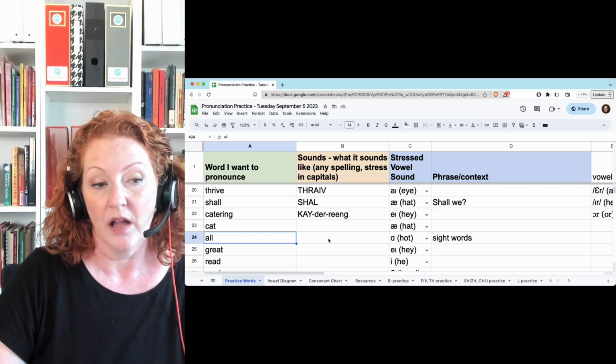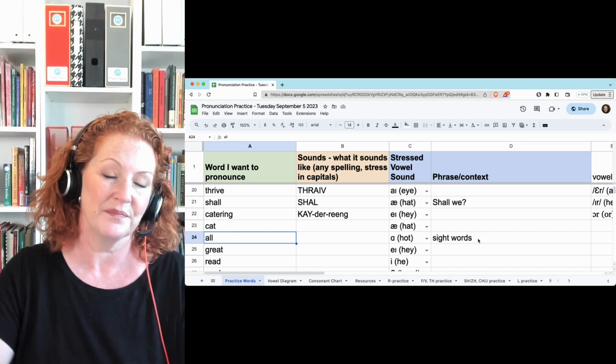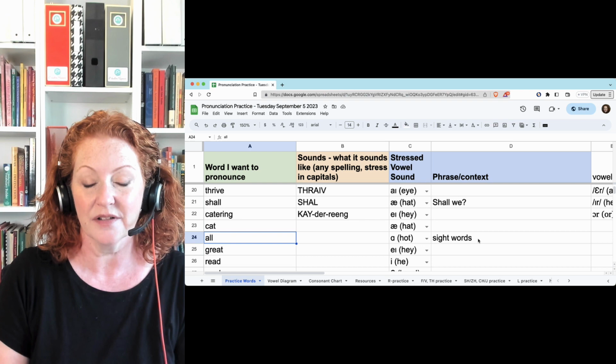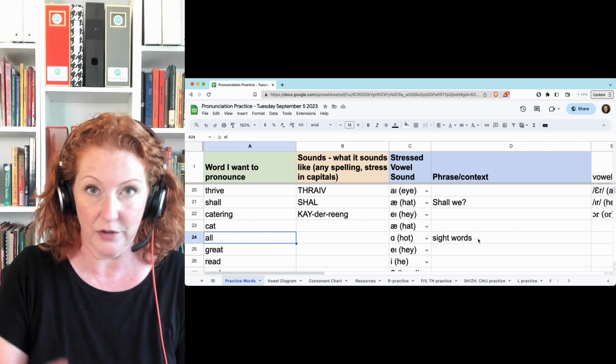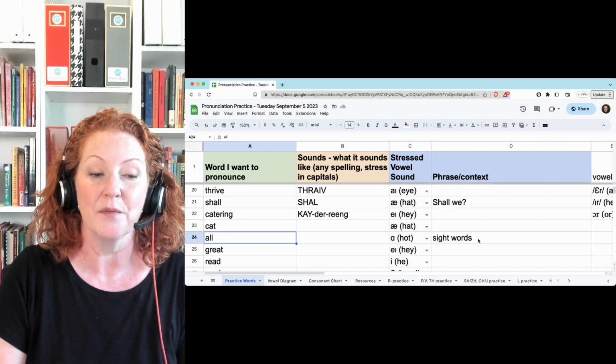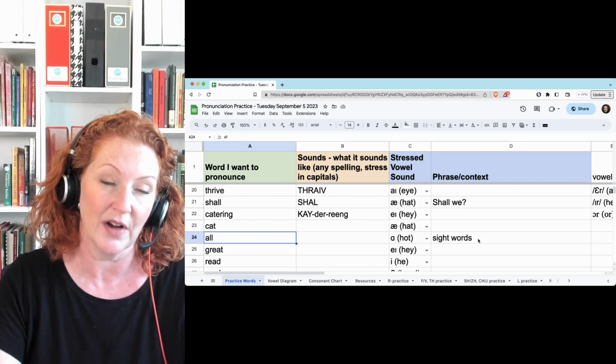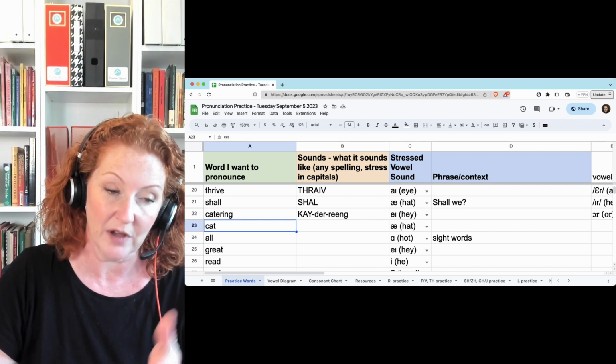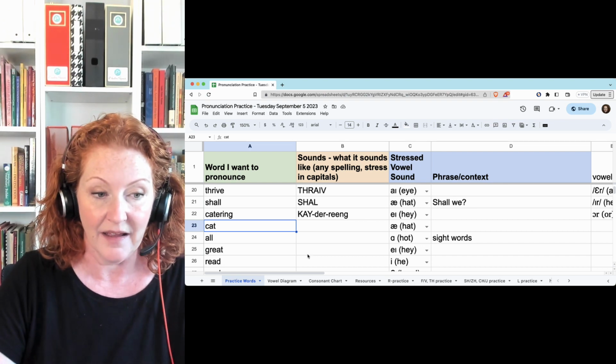I don't know. A lot of times, words that don't follow the most basic spelling pronunciation rules, teachers tell kids that these are sight words. You're just going to have to see them and remember how they sound because they're not following the rules. Cat is following the rules. It ends with a consonant, so the vowel is a.